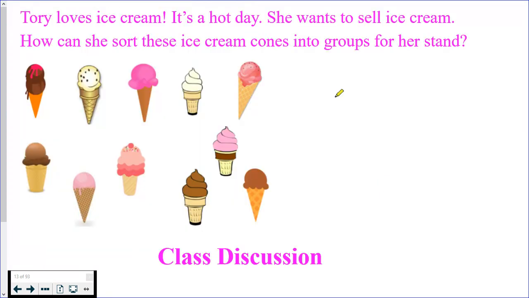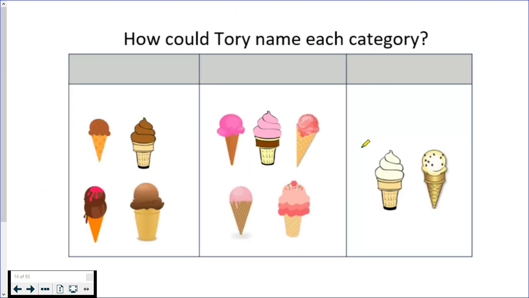We have another problem that we can sort with. It says Tori loves ice cream. It's a hot day. She wants to sell ice cream. How can she sort these ice cream cones into groups for her stand? Go ahead and think about that for a second. What colors do you see? What shapes do you see? Let's see how Tori sorted it.